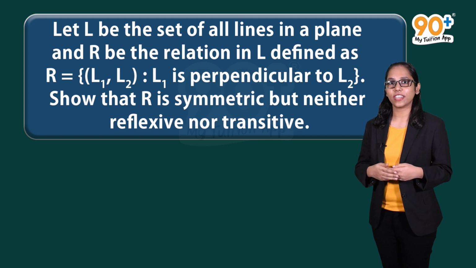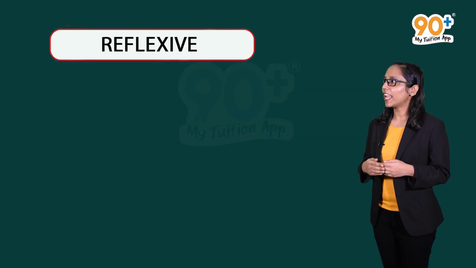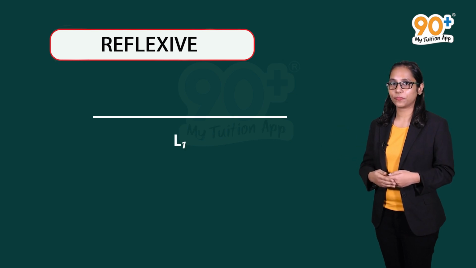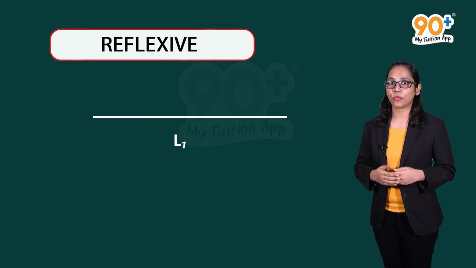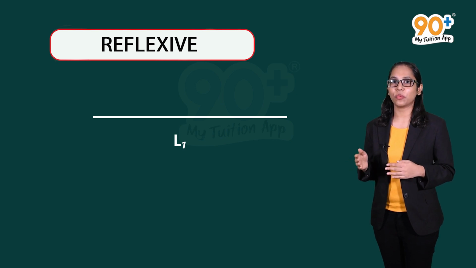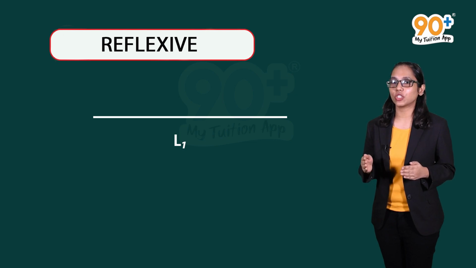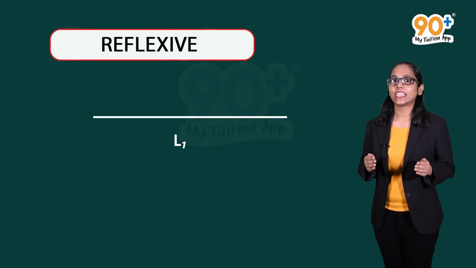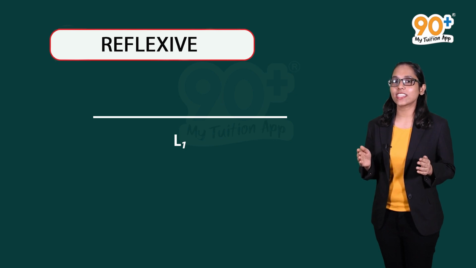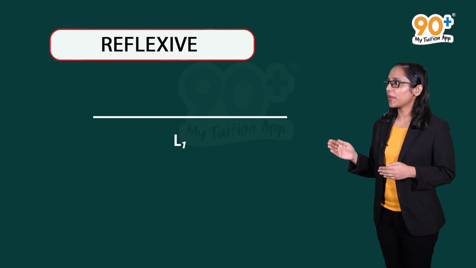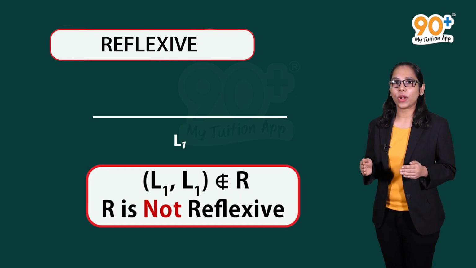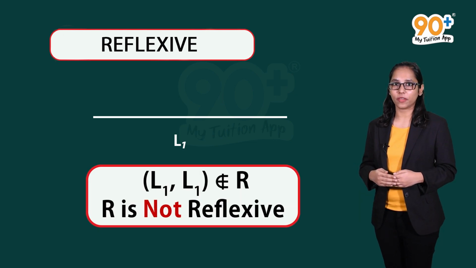So let's check for reflexivity. For that, let's draw a line L1. Here we have to check whether L1 is related to L1. But in the question it is given that L1 is perpendicular to L2. That is, the angle between L1 and L2 is 90 degrees. But we can clearly see that L1 is making a 0 degree angle with L1. So the ordered pair (L1, L1) is not an element of R. That is, R is not reflexive.